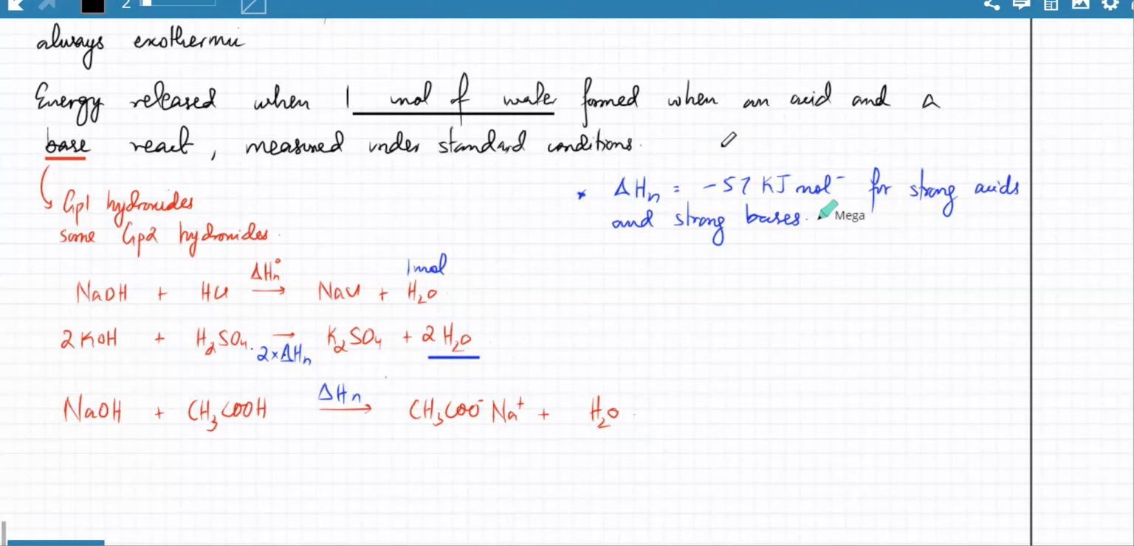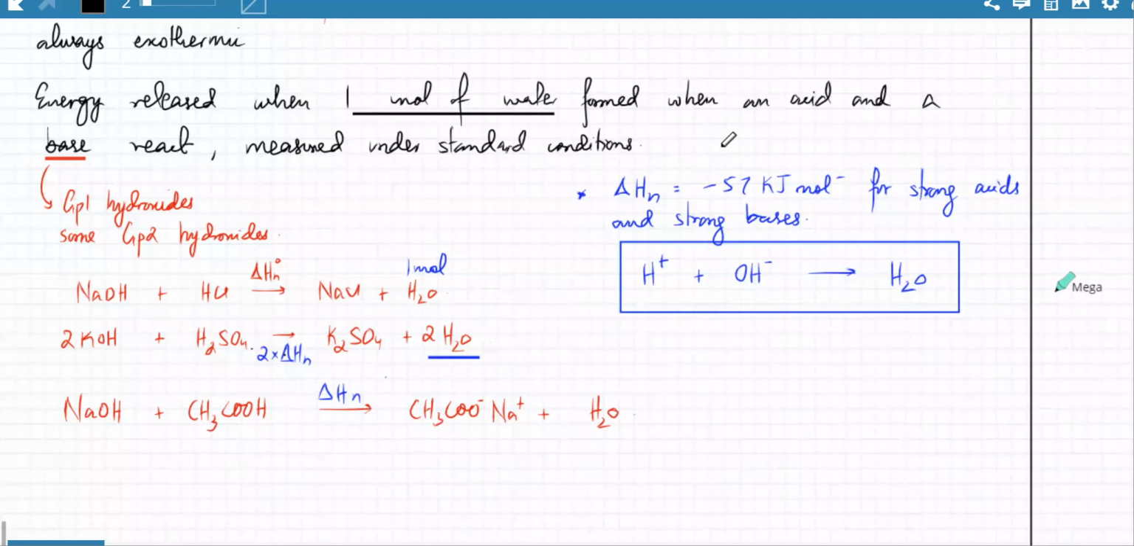And the reason for that is because no matter what the acid or what the base is, the reaction is kind of always the same. The acid, what does it do? It produces the H+ ion. What does the base do? It produces the OH- ion. The two react together to form water molecules. So at the end of the day, no matter what the acid is and no matter what the base is, it's always the same reaction happening.